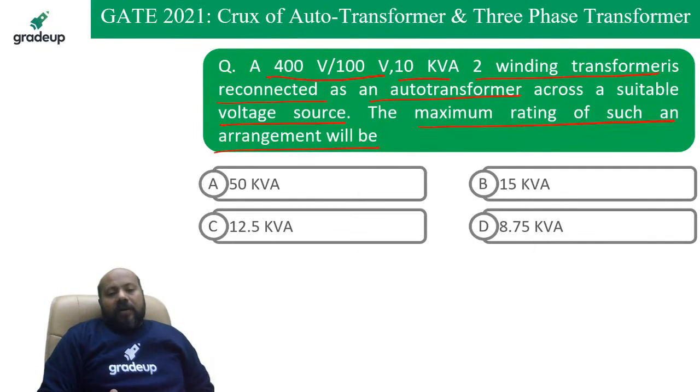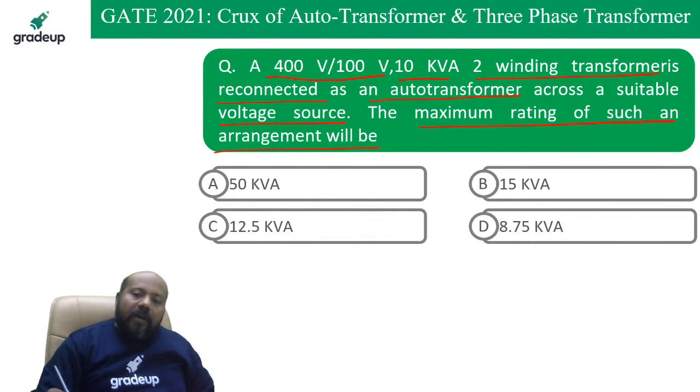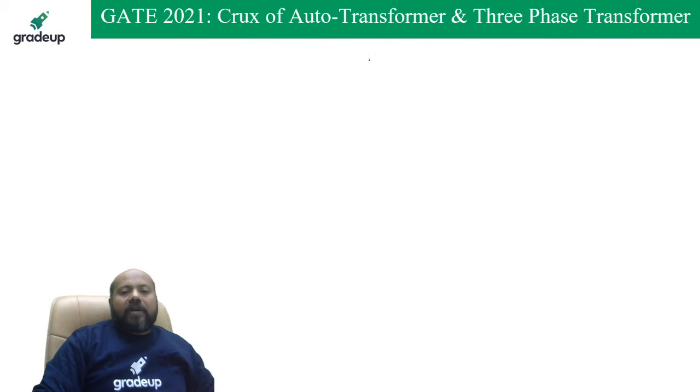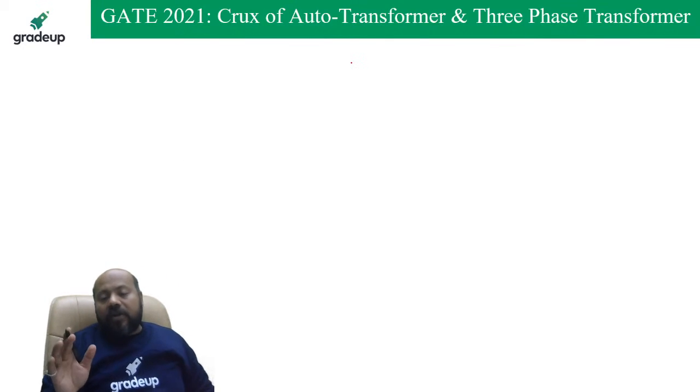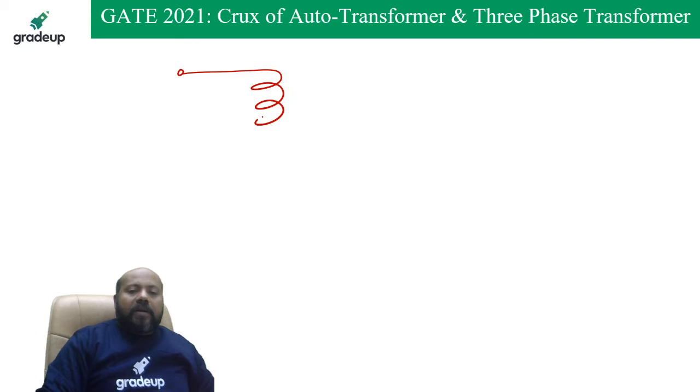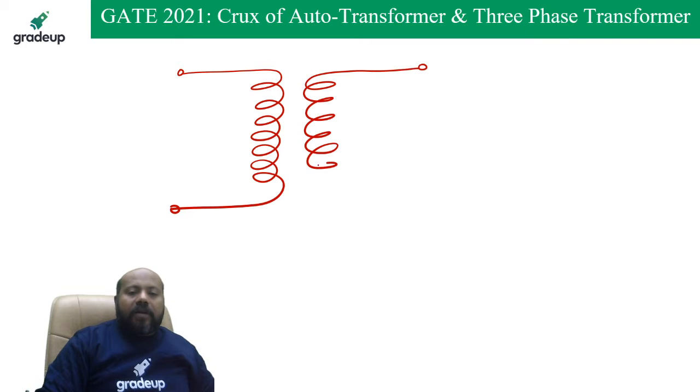Listen carefully about the question. Some of you may be thinking, why not use the direct formula? I would suggest you, whenever you are going for the GATE examination, try to avoid shortcuts. Otherwise, you are bound to make mistakes. It says there is a two-winding transformer. Let us see what that is. It is a two-winding transformer like that.